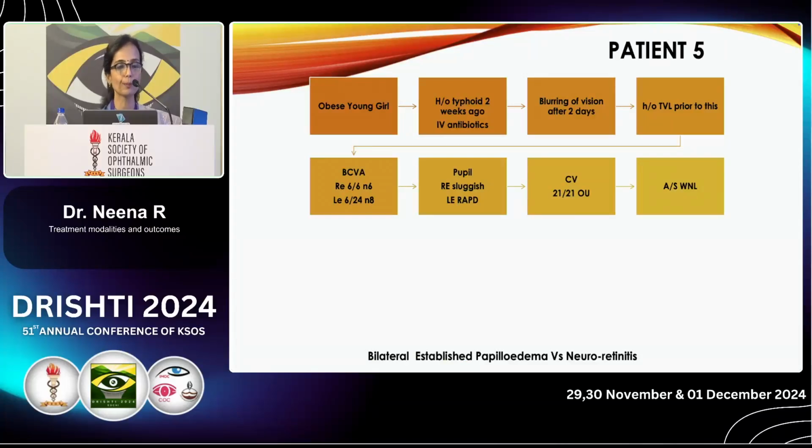Patient 5 is an obese young girl. She had a history of typhoid about 2 weeks back and she was put on IV antibiotics. She was studying in Chandigarh and there she was treated with antibiotics. She came to us because there was blurred vision.